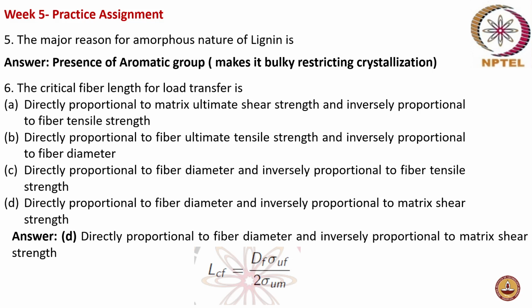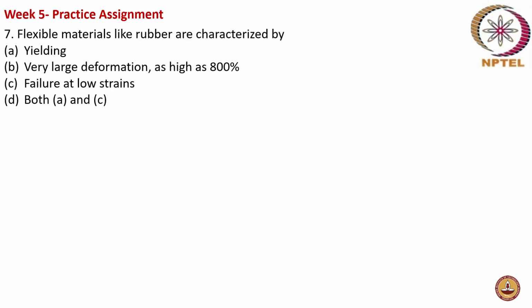No, if the diameter is increasing, your critical length required increases. That is what they say. So if the diameter is increasing, the length should increase correspondingly. Then only will the load transfer happen efficiently. The question is about critical fiber length, not strength. I thought it was about strength. Okay, I understood. Now let's proceed with the next question.